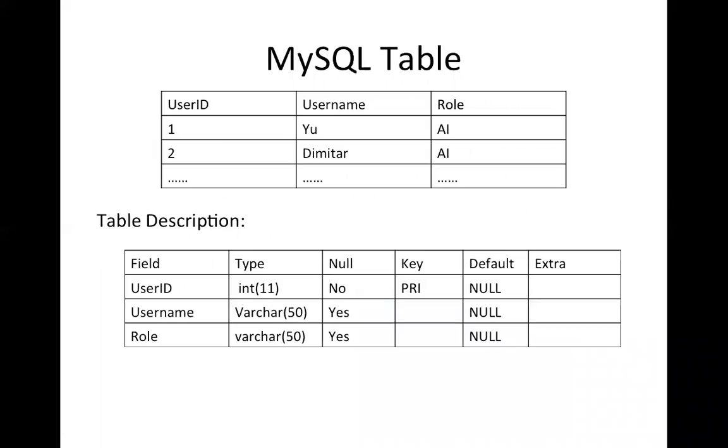So let's see the MySQL table. This is a very simple MySQL table. It has 3 columns: user ID, username, and role. For each row, there is one record, like record 1, record 2.